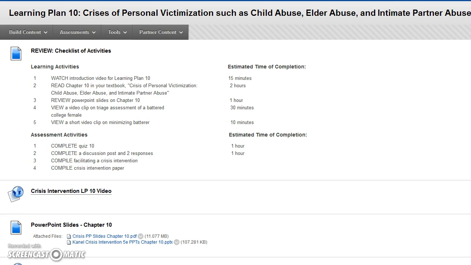Let's discuss Chapter 10, Crisis of Personal Victimization, Child Abuse, Elder Abuse, and Intimate Partner Abuse. Unfortunately, the abuse of children, the elderly, and intimate partners is prevalent in most societies. Children and the elderly are considered vulnerable, and that is why laws have been enacted that mandate counselors to report suspected physical, sexual, and general neglect abuse in these victims to various protective service agencies. Working with the victims and their perpetrators is very challenging because the abuse is often done by family members.